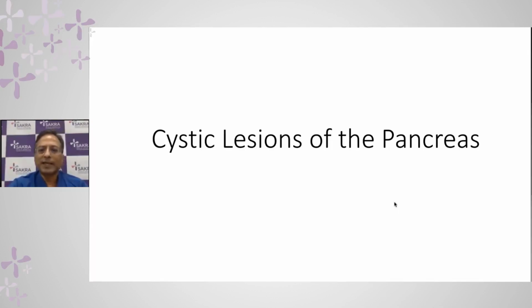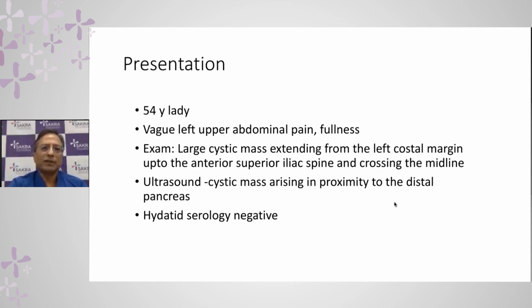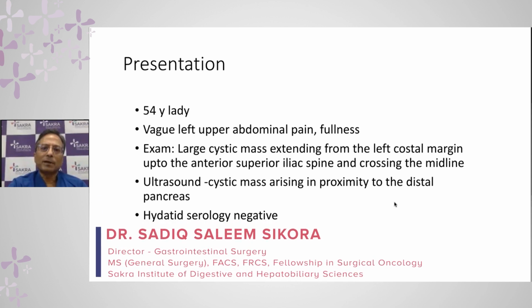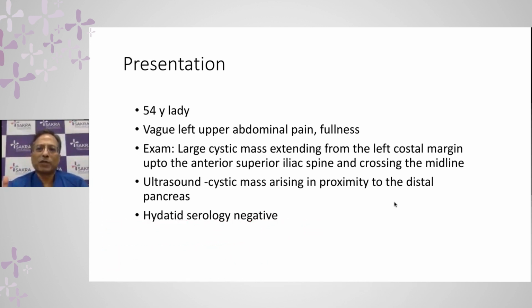Very interesting disease. I'll share with you some important and very interesting short cases. This is a 54-year-old lady with vague upper abdominal pain. On examination, there was a big mass on the left side from the left costal margin up to the anterior superior iliac spine.